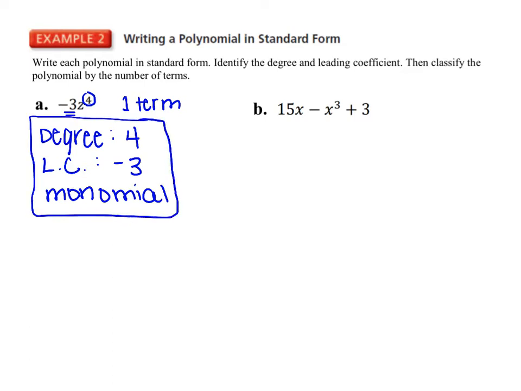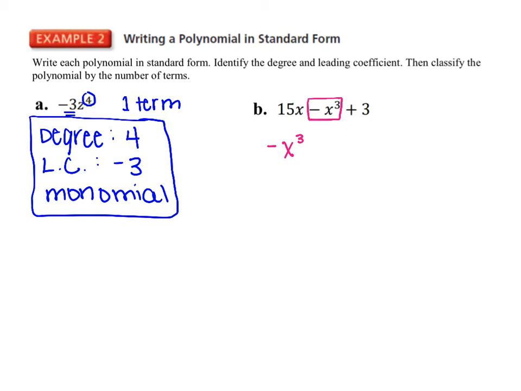So this was a 4th degree monomial with a leading coefficient of -3. What about letter B? First, write the polynomial in standard form. So as I look at that polynomial, the highest exponent I see is x to the third power. That term is really a negative x to the third power. So I'm going to put that term first.